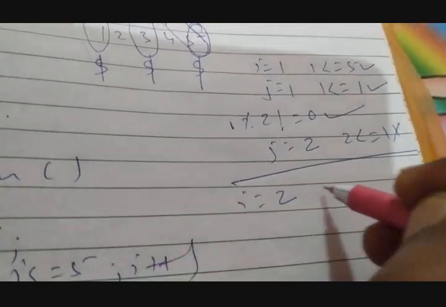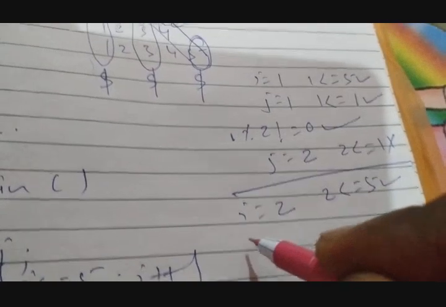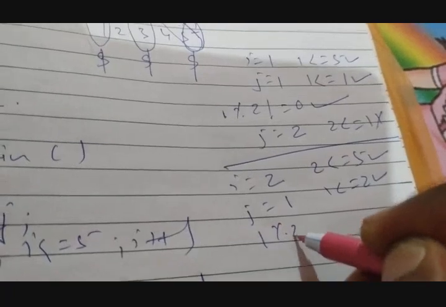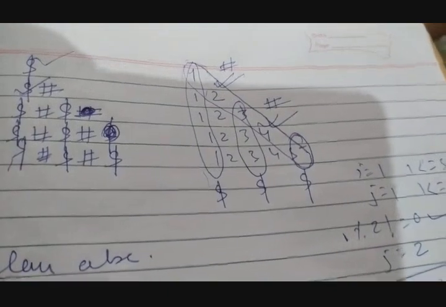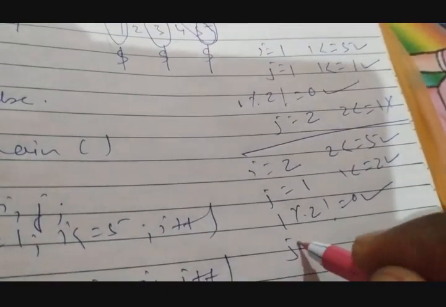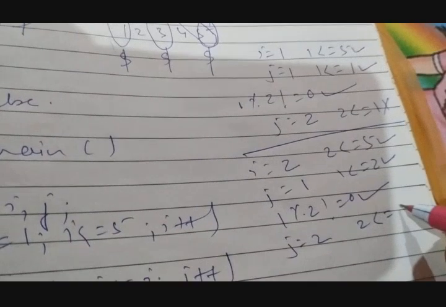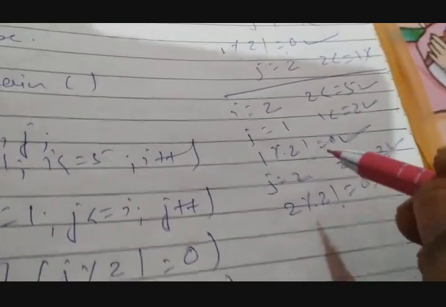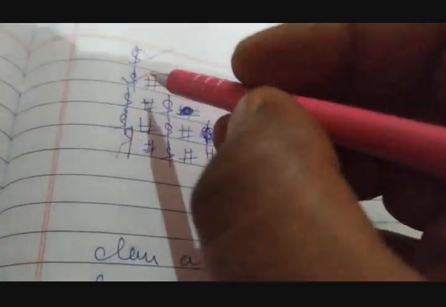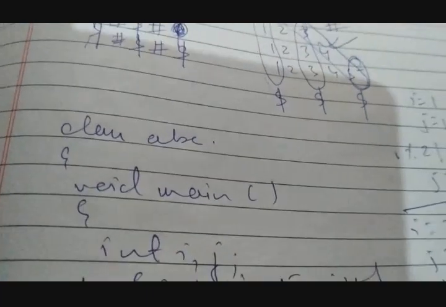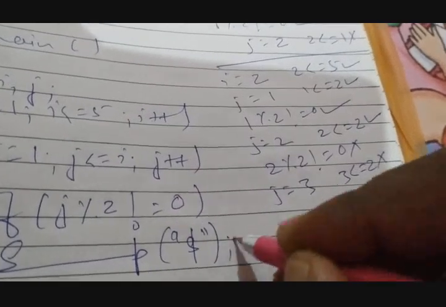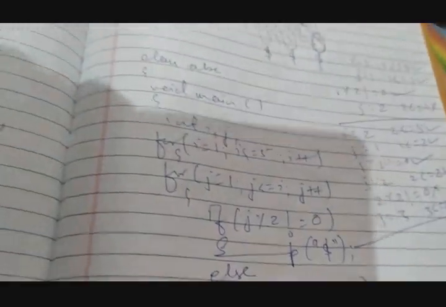Then I value changes to 2. 2 is less than or equals 5, true. Then J starts with 1. 1 is less than or equals 2, true. So 1 mod 2 not equals 0, true. Prints dollar here. Then J value changes to 2. 2 is less than or equals 2, true. So 2 mod 2 not equals 0, false. It comes to else, so it prints hash. Then J value changes to 3. 3 is less than or equals 2, false. Line changes. Are you getting it?